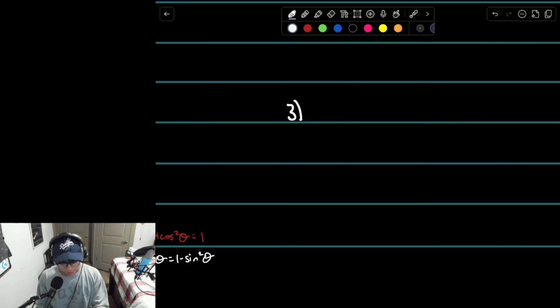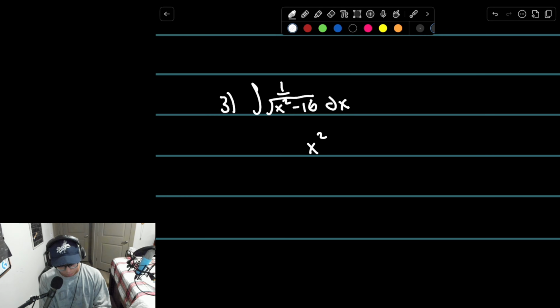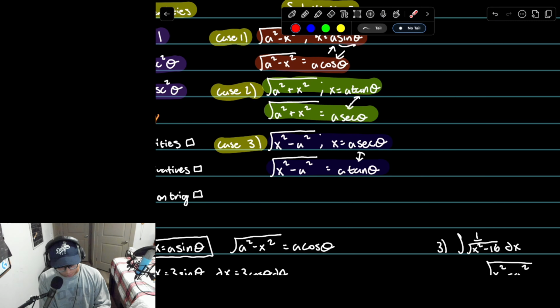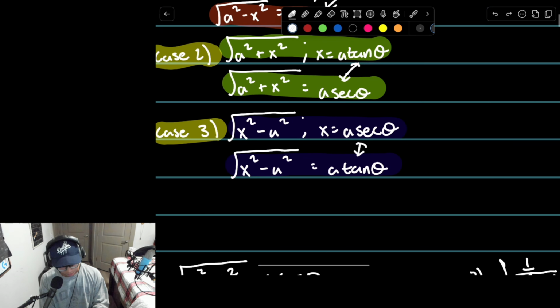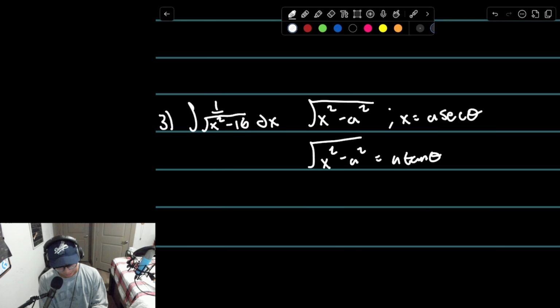For our last equation, let's take the integral of 1 over the square root of x squared minus 16 dx. Now our denominator is in the form of the square root of x squared minus a squared, which we know is x equals a secant theta. Now again, with our shortcut method, let's just use the fact that the square root of x squared minus a squared equals a tangent theta.